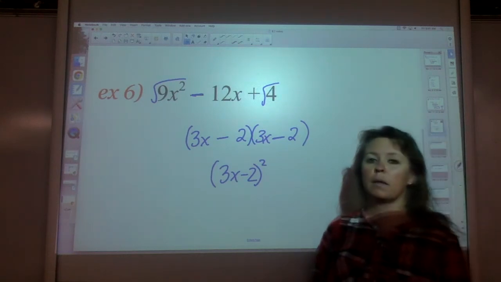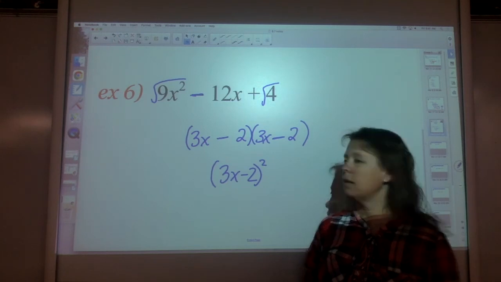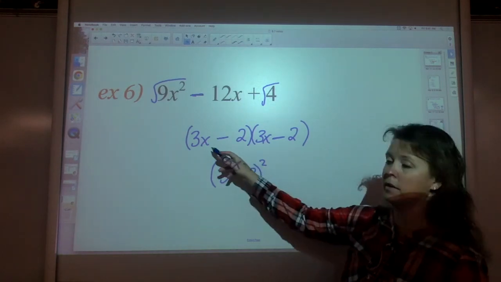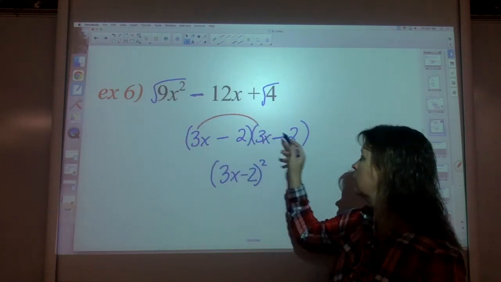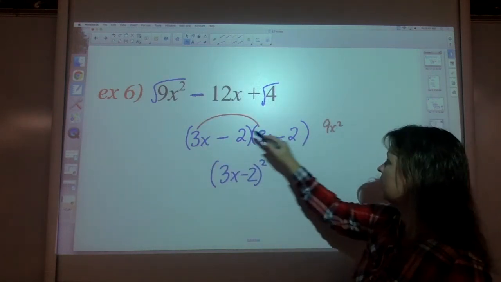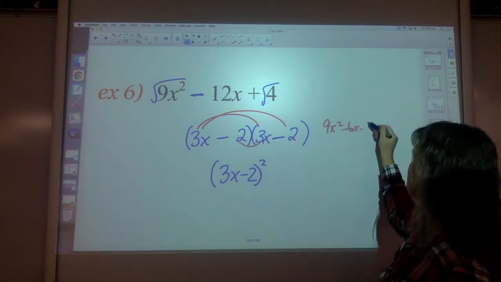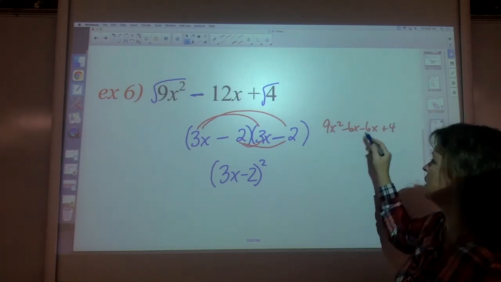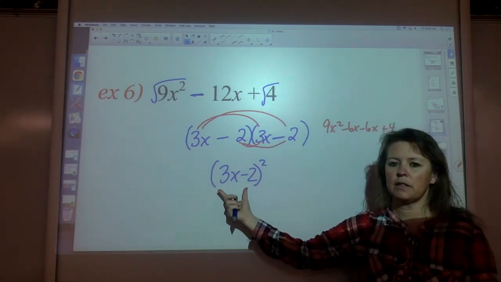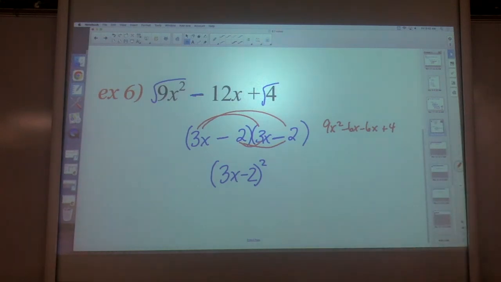And I know, you're already like, what happened to that 12? What happened to the 12? FOIL this back together and see what happens. Do the FOIL method. 9x squared. You have a minus 6x and a minus 6x. That's what happened to the 12. Plus 4. Negative 6 and negative 6 is 12. It takes care of itself when you piece it back together. But we're not piecing it together. We're working it backwards. We're factoring.